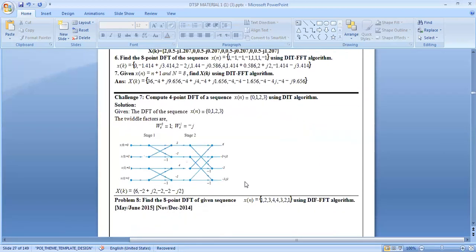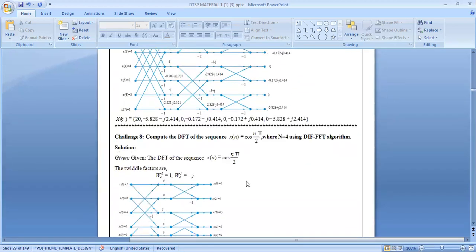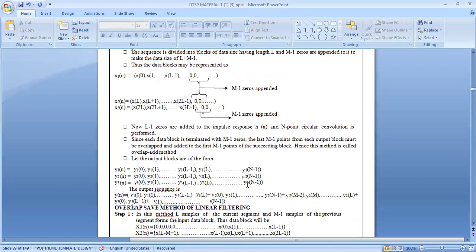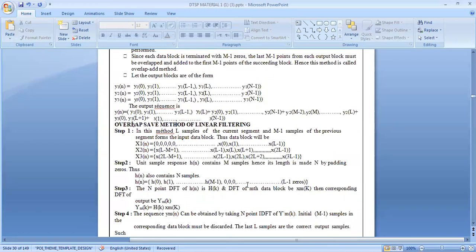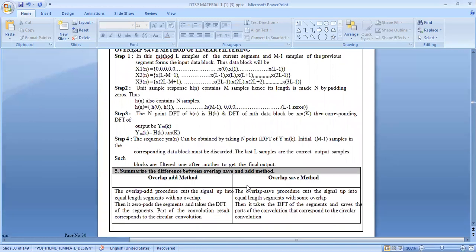Actually, in the case of the overlap add method, we will be using an overlap add procedure, which cuts the signal up into equal length segments with no overlap. But in the case of the overlap save method, the overlap save procedure cuts the signal up into equal length segments with some overlap. Okay.